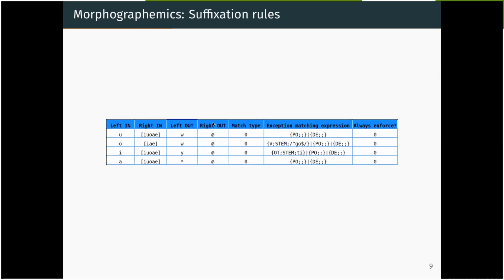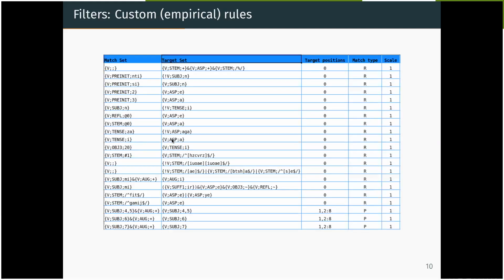And then you have the same thing for the suffix. Basically the tool will use this database that says when this is on the left and this is on the right, then the output becomes this on the left and this on the right. So these are the morphographemic rules that you need.